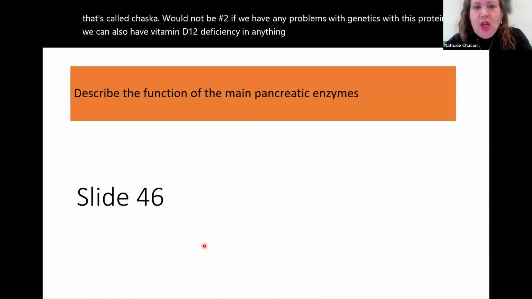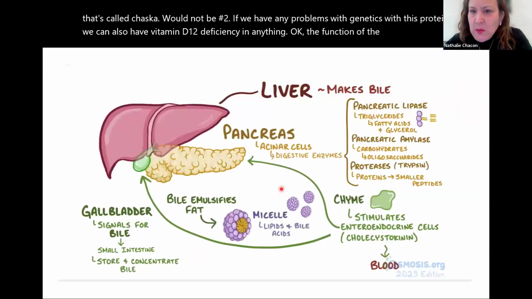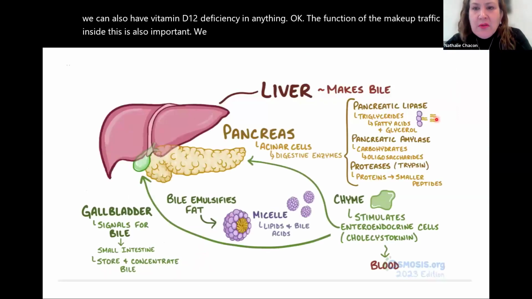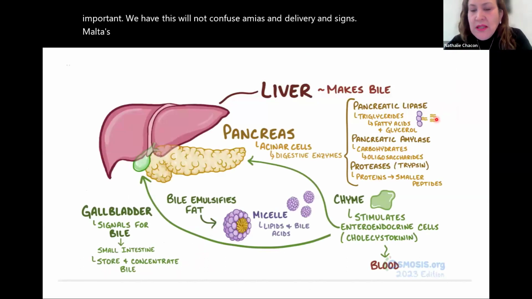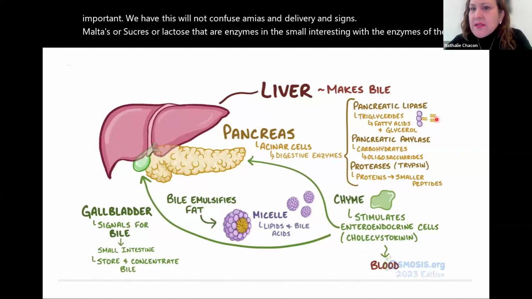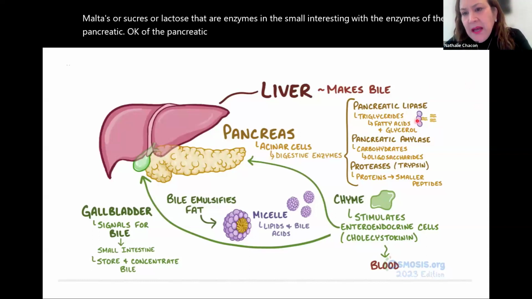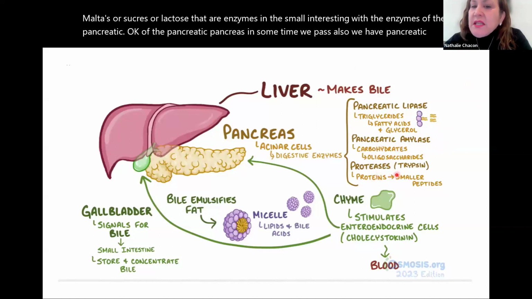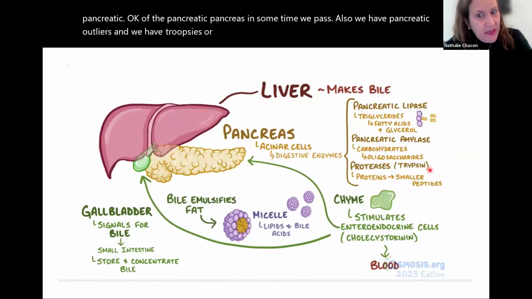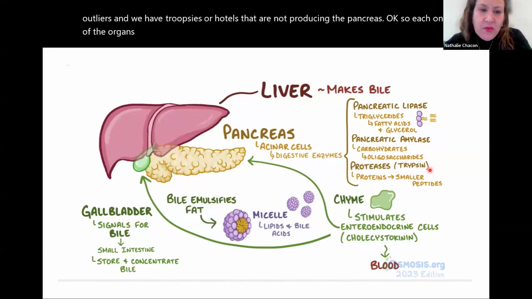Okay, the function of the main pancreatic enzymes is also important. Please do not confuse amylase, which is a salivary enzyme, or maltase, sucrase, or lactase, which are enzymes in the small intestine, with the enzymes of the pancreas. Pancreatic enzymes are lipase, pancreatic amylase, and trypsins or proteases that are produced in the pancreas, okay? So each one of the organs has its own enzymes. Do not confuse one with the other.